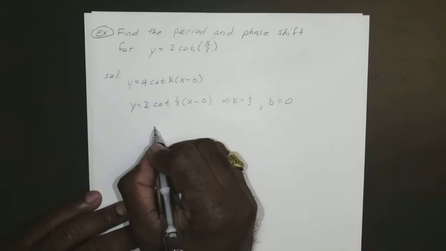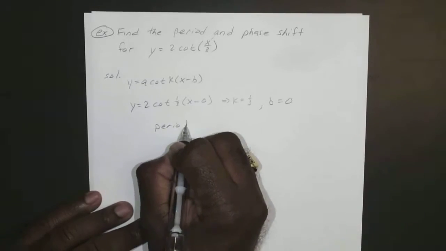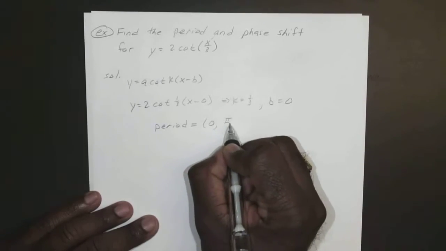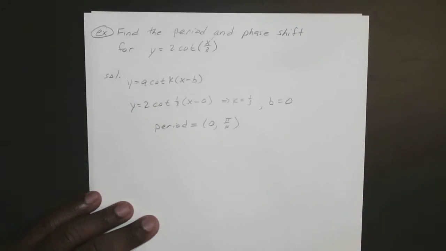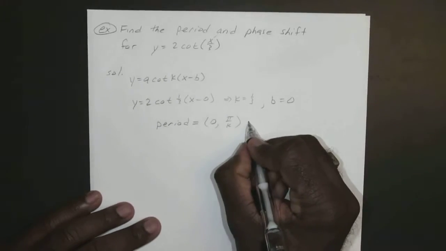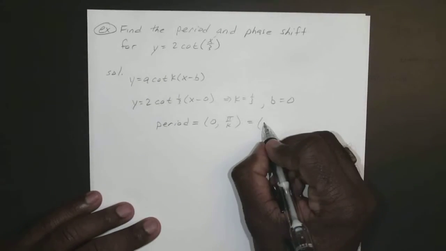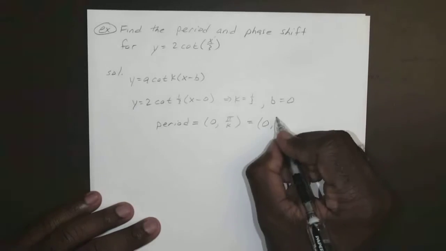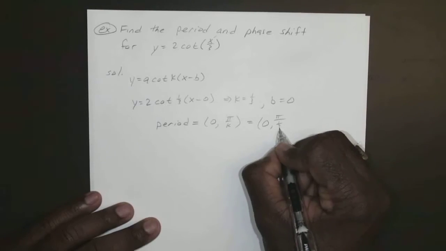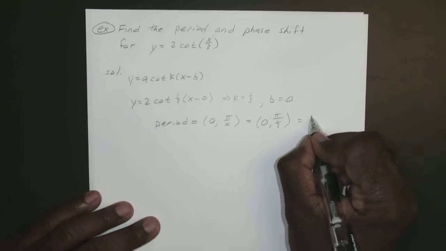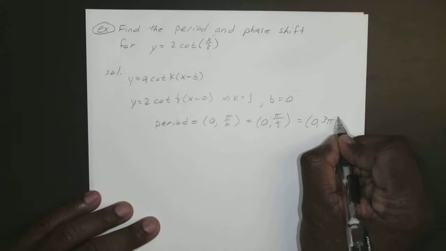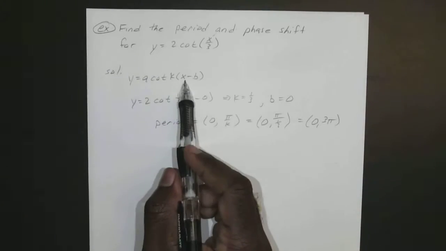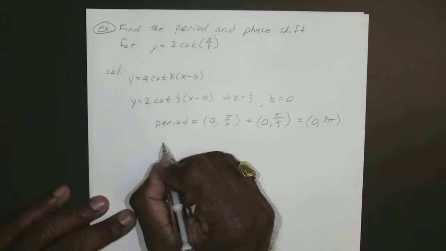Okay, so if we want to find our period, remember for cotangent, it's 0 to pi over k. Okay, which equals 0 to 1/3 over, well, pi over 1/3, which is 0 to 3 pi. And we already know our phase shift here is equal to 0.